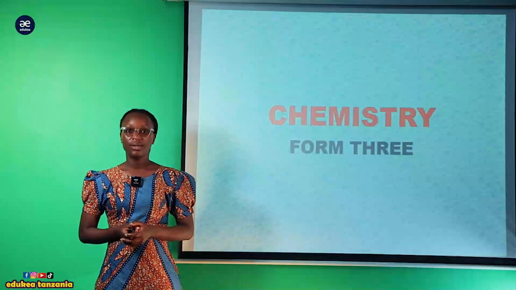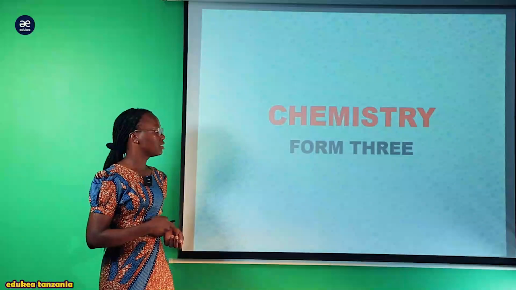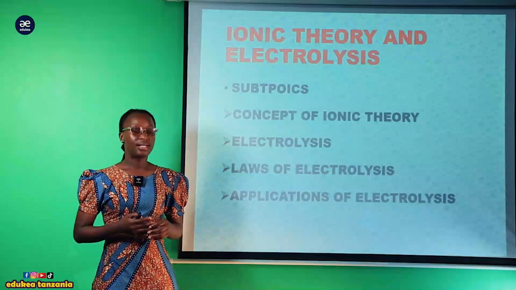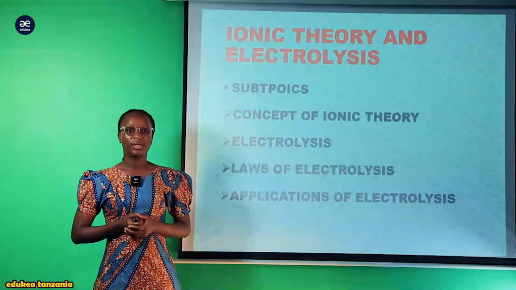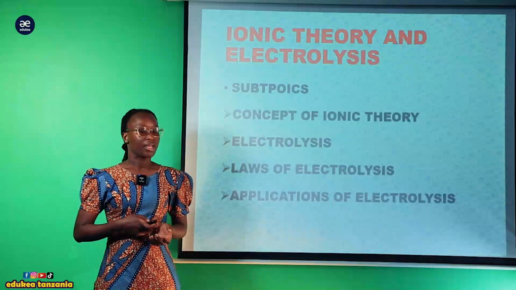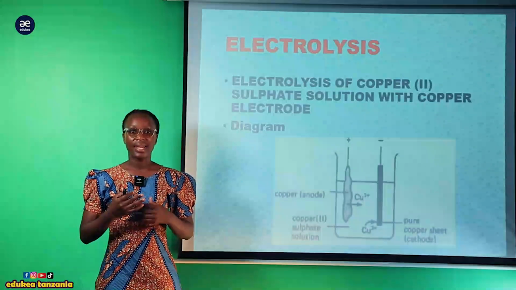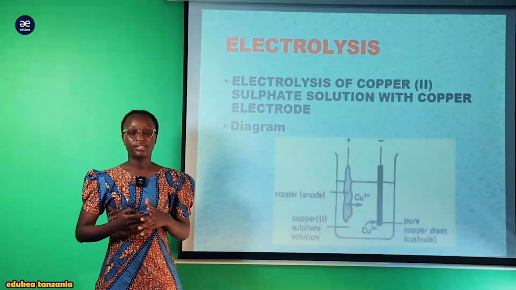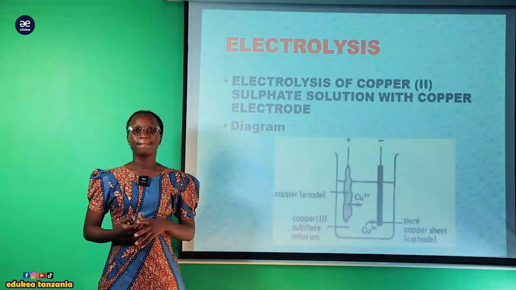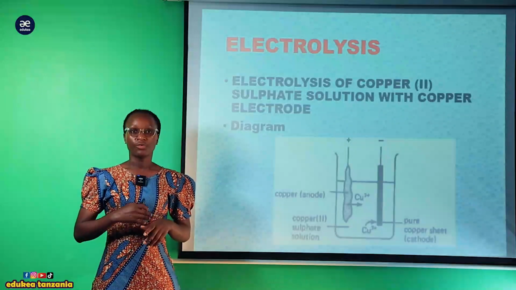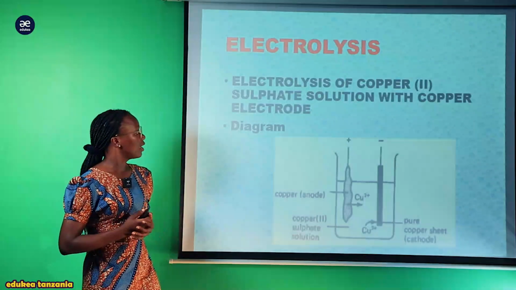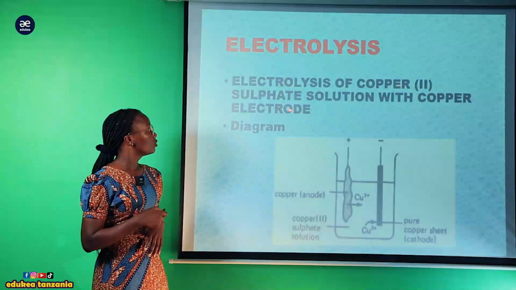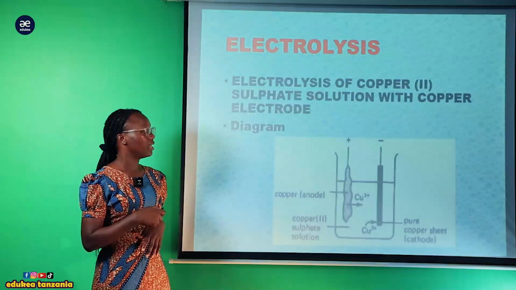My students, we are proceeding with our amazing topic, which is ionic theory and electrolysis, and we are still in our second subtopic, which is all about electrolysis. Today we are proceeding with another kind of selected electrolysis, I mean those suggested electrolysis of some electrolytes. And today, my students, we are going to see the electrolysis of copper 2 sulfate solution with the copper electrode.